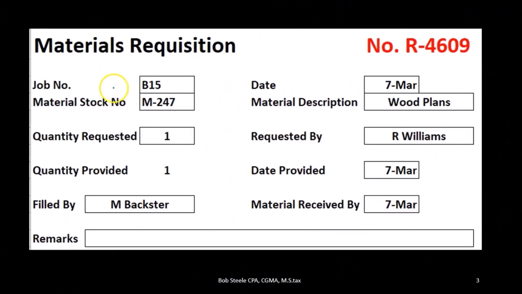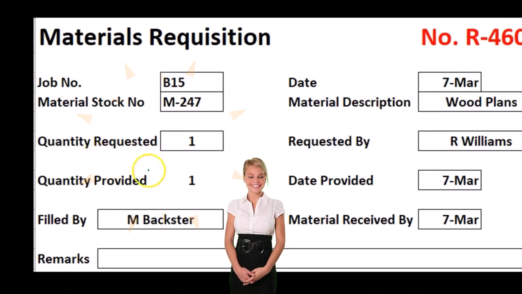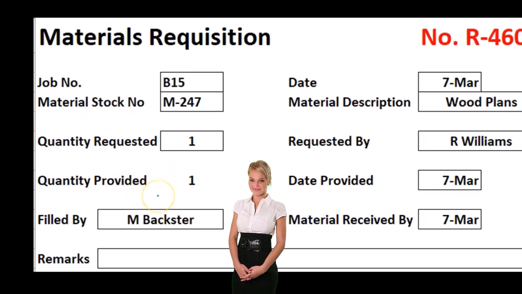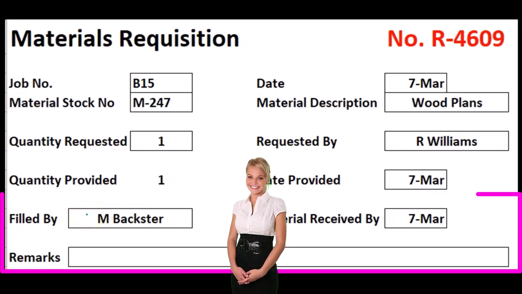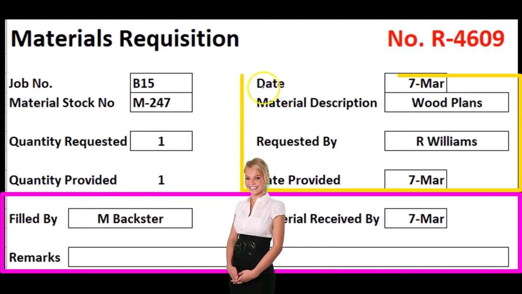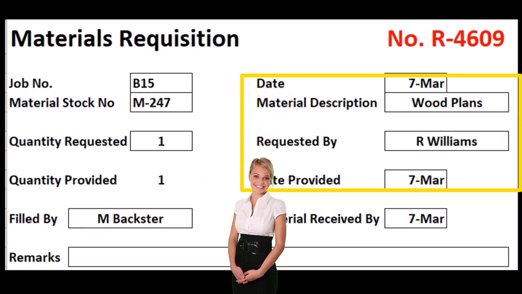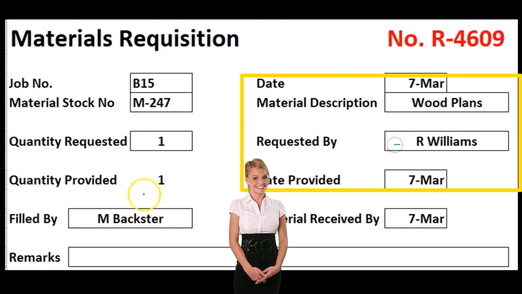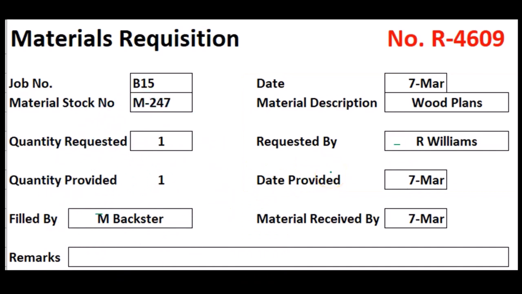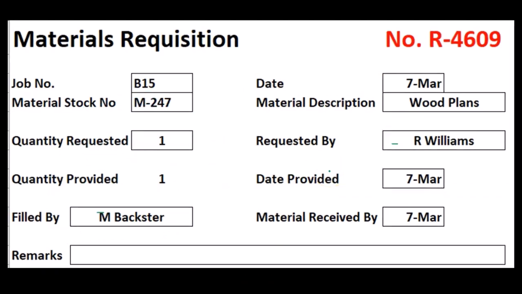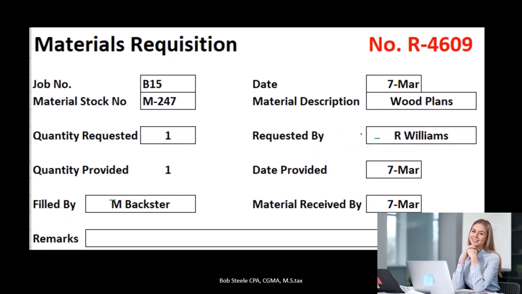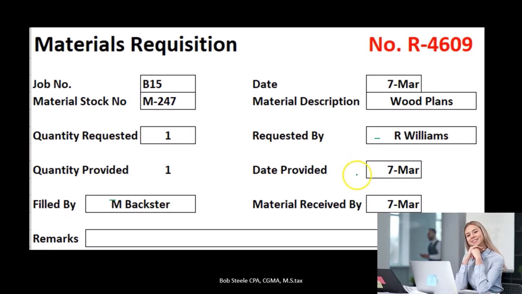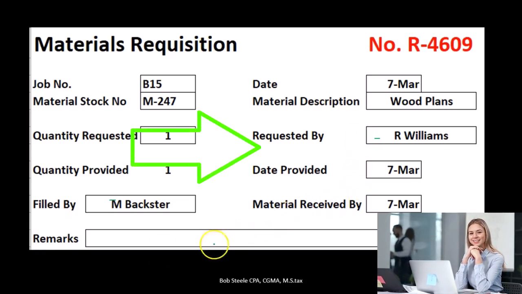So we're going to have the job number on here, the materials, the quantity that we need, one plank of wood, and quantity provided. Hopefully they're the same, unless the warehouse didn't have all we need. And then we usually have it filled out by someone, because we want to be able to track an audit trail. We've got the date, the materials description, the plank of wood. This is the requester, and this is filled by. So obviously we want two individuals: someone requesting and one filling it out. That gives us a system of controls, meaning it would be difficult to steal the plank of wood if we have to have two people involved in the requisition process without some type of collusion. Then there's the date provided and material received date, and any remarks that we might have.